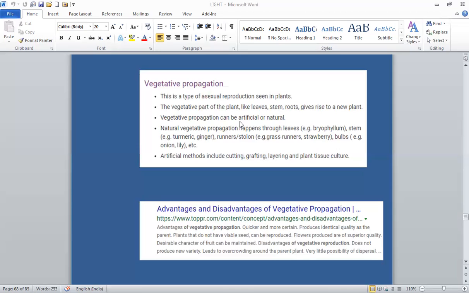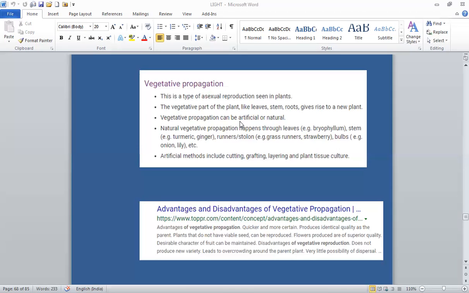Then the rhizome of banana and ginger, corm of colocasia, bulb of onion and garlic, and stem tubers of potato are all used to grow new plants. These are underground stems. In cactus, each segment of the shoot can form a new plant. In bryophyllum, the leaves bear buds in the marginal notches. Have you seen a bryophyllum leaf? After falling on the ground, the buds sprout and form plantlets.